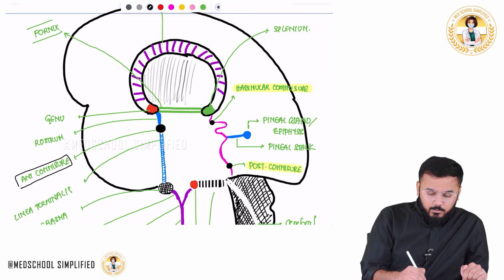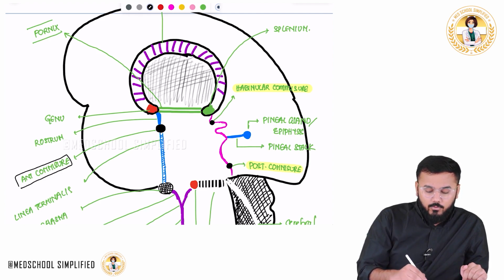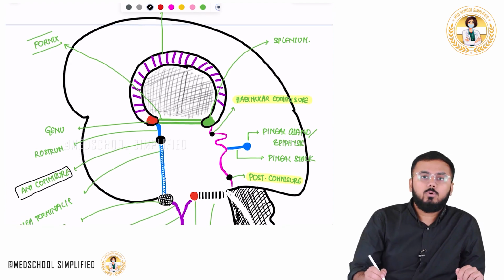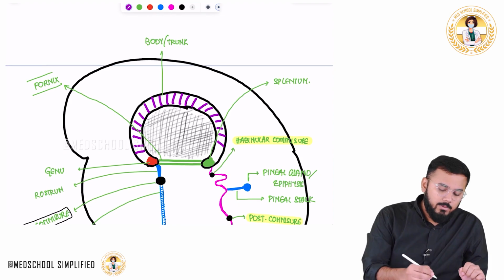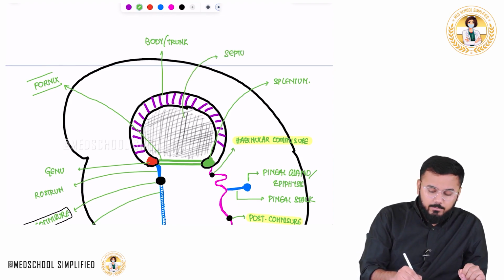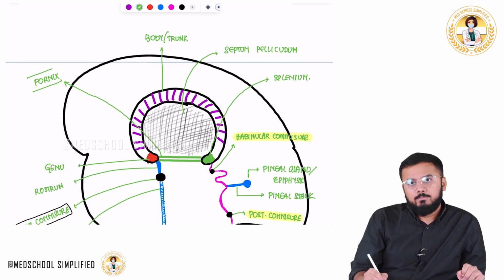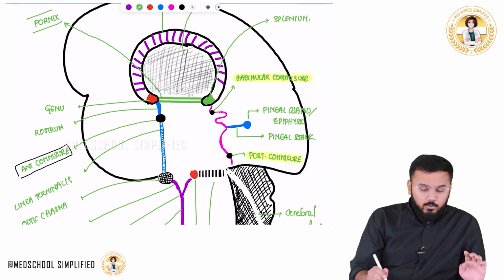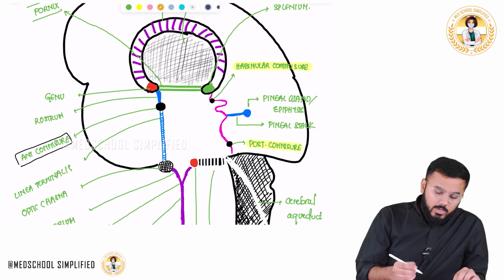You see this structure which I am drawing right now, right? This structure which you have in between the fornix as well as the corpus callosum, this structure over here is called the septum pellucidum. Okay, this structure over here is called the septum pellucidum.